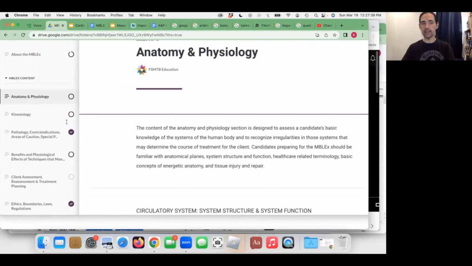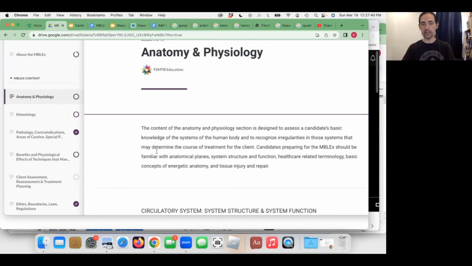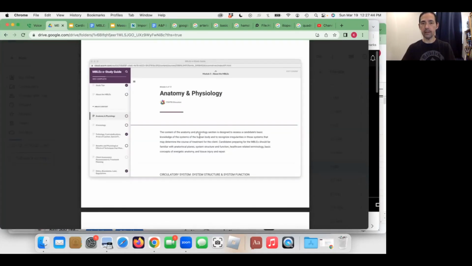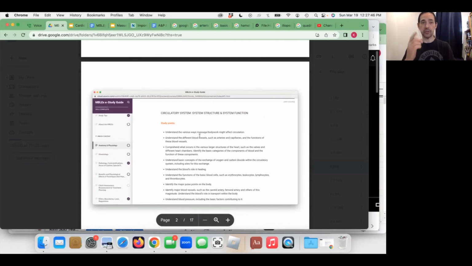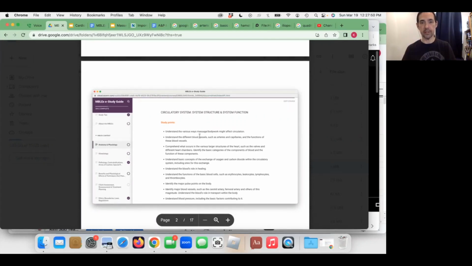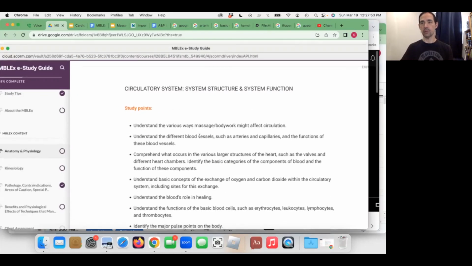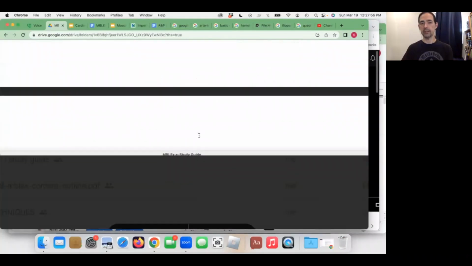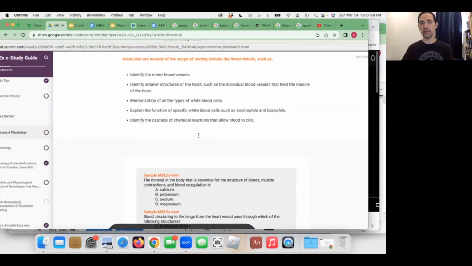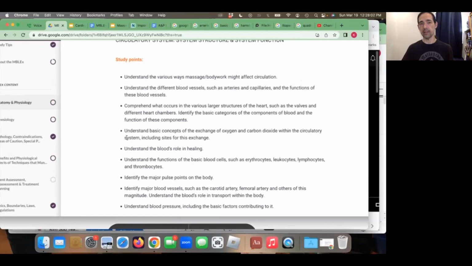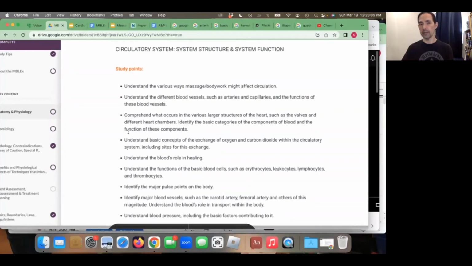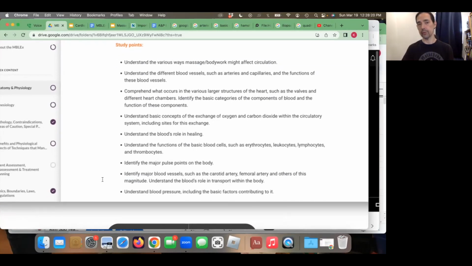If you look at it, there's anatomy, kinesiology, patho, benefits, client assessment, ethics, boundaries, right? And then it's organized by systems. So circulatory system, lymphatic system, muscular system, respiratory, etc. What we're going to cover today are the first half of the circulatory system, the first 4 or 5 bullet points, and you're going to have to do the other 4 or 5 on your own. And I'll prepare stuff for you for that.